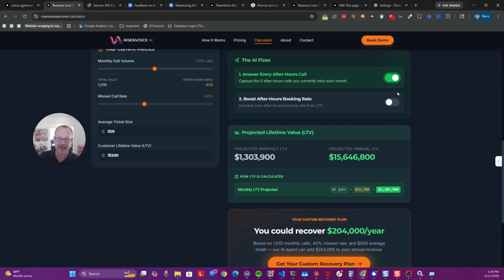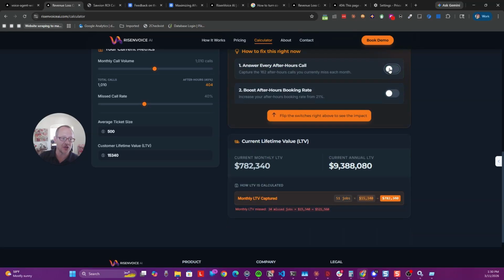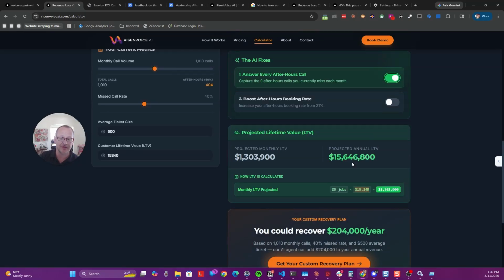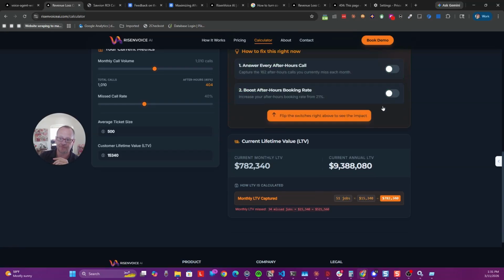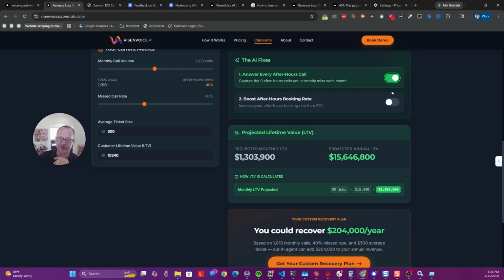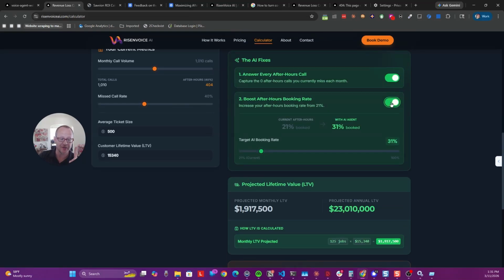And then that projected annual LTV, meaning how much lifetime value you bring into the business over a year, goes from $9 million to $15 million. Now, if we increase that booking rate by 10%, now we're up to 1.9 million that we're bringing in total lifetime value to the business in the long term. And over a year, 23 million from the original 9 million. We've more than doubled it by those two things, answering every call and upping the booking rate on the after hours only by 10%. Okay. So really impactful numbers.